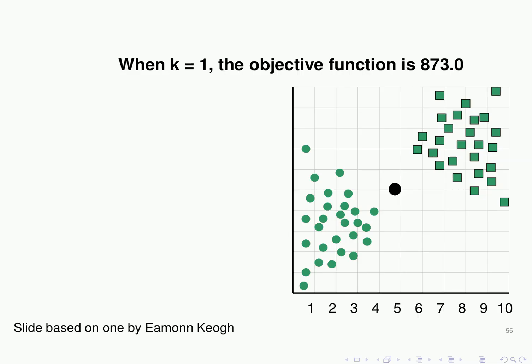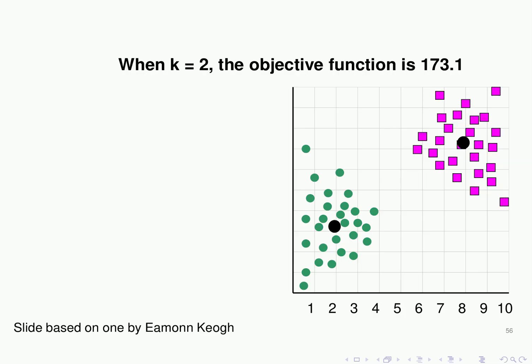When k equals 1, all data points are grouped into a single cluster with one centroid, shown as the black dot. The objective function, representing the sum of squared distances from the data points to the centroid, is 873.0. This high value indicates significant distance and variance within the cluster. As we increase k, we expect this objective function to decrease, reflecting tighter and more accurate clustering. This setup highlights the importance of choosing an appropriate k to minimize within-cluster variance effectively.